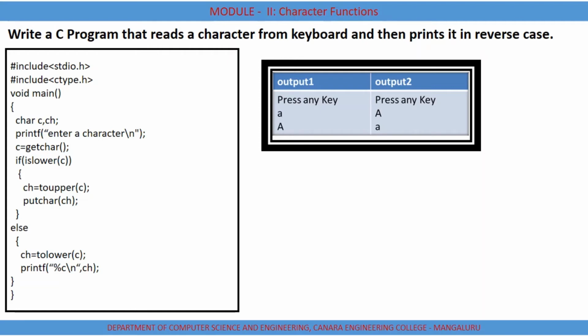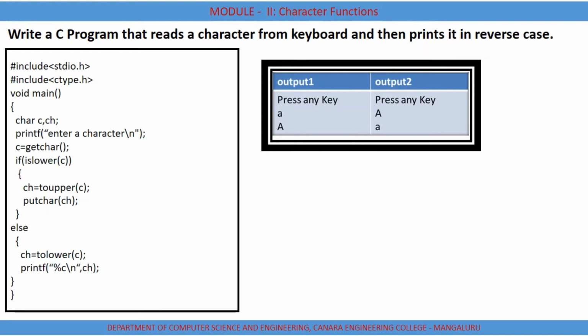First one, that is if islower(c). Now islower(c) will check whatever value is stored in c, whether it is in lowercase or not. If the value is in lowercase, then islower(c) will return true. So once islower(c) returns true, that means the if part becomes true and the control goes inside the if part. So now, since the user input is in lowercase, I have to convert it into uppercase.